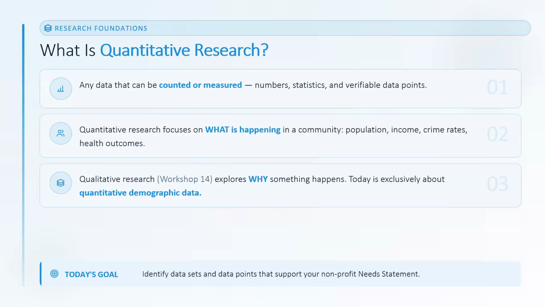So we start off with the question of what is quantitative research? Would you read what is quantitative research?